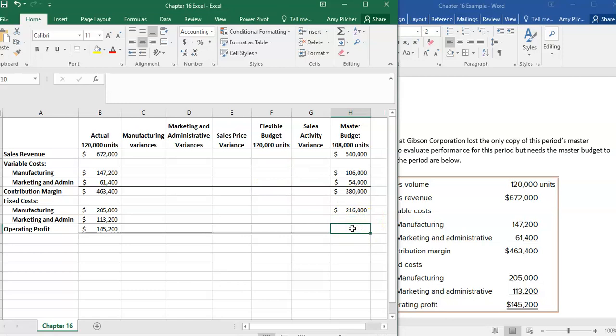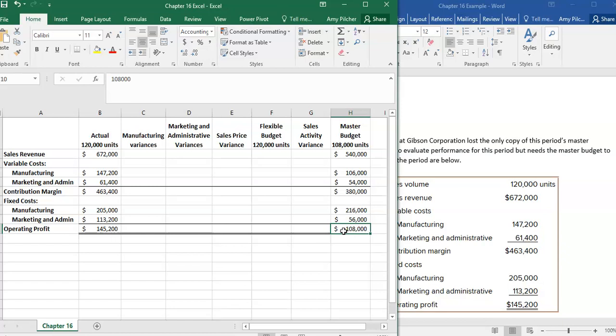Then the next thing it tells us is that our operating profit is budgeted at $1 per unit of our normal volume. So if our master budget is for 108,000 units, then our operating profit was 108,000. Now we can use those numbers to determine our marketing and administrative costs. We're going to take our contribution margin minus the manufacturing costs minus our operating profit to back into what our marketing and administrative fixed costs are. So that's our master budget.